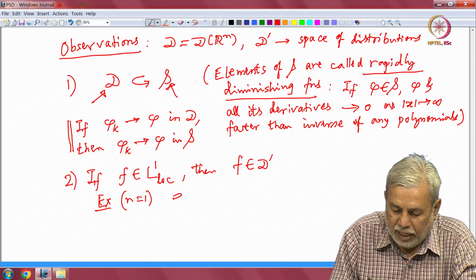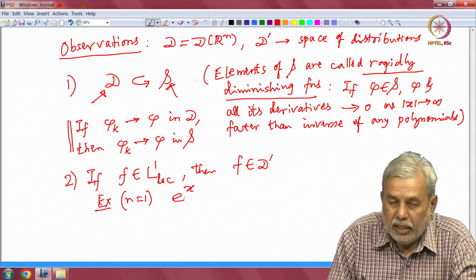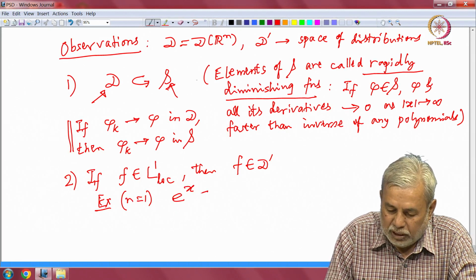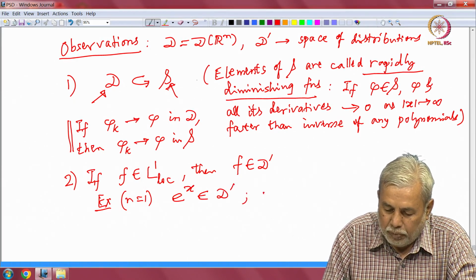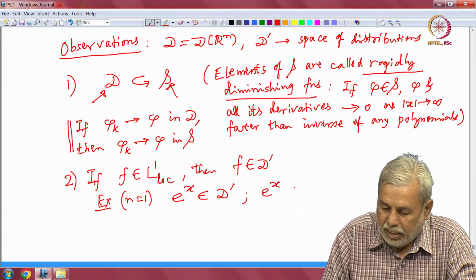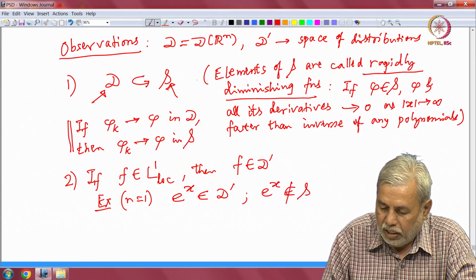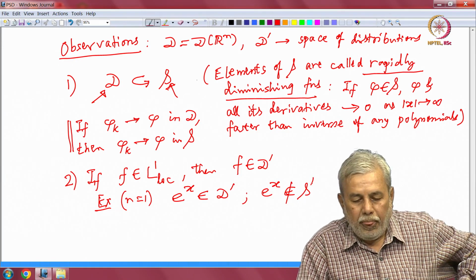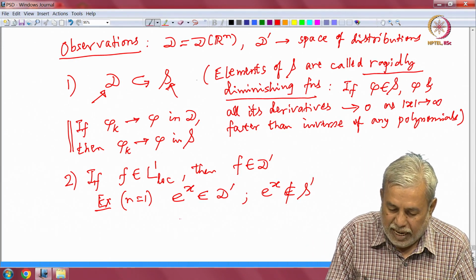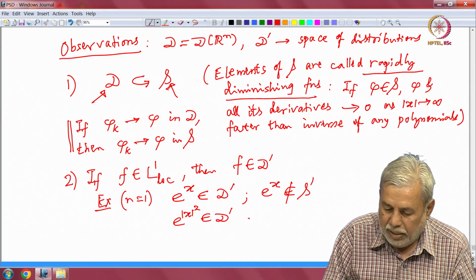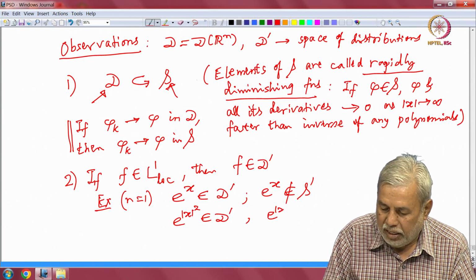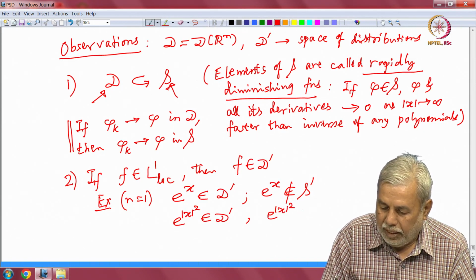Okay. So, e to the x. This is a locally integrable function, so this belongs to D prime, and with little work you can show e to the x does not belong to S prime. Same as for any n, you can use e to the x square, again a locally integrable function, but again this is not in S prime.